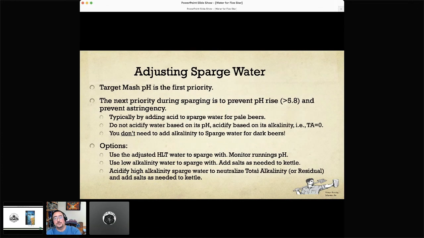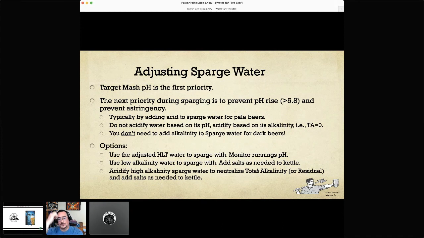If you are adjusting your sparge water, your target mash pH is your first priority. The next priority during sparging is to prevent pH rise. You don't want to exceed 5.8 because that tends to promote astringency. So a lot of brewers add acid to the sparge water when brewing pale beers to prevent this pH rise.